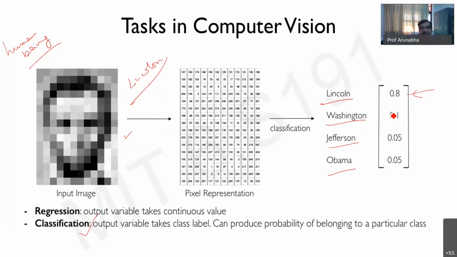So Lincoln would be getting the highest one, which is 0.8. If you look at it from a bit of a distance, it looks like a bearded person, which has as close as possible a resemblance to Lincoln. That's how you can look at it.